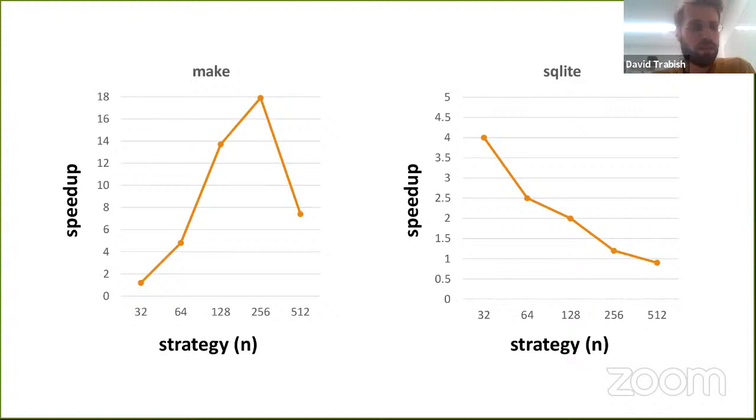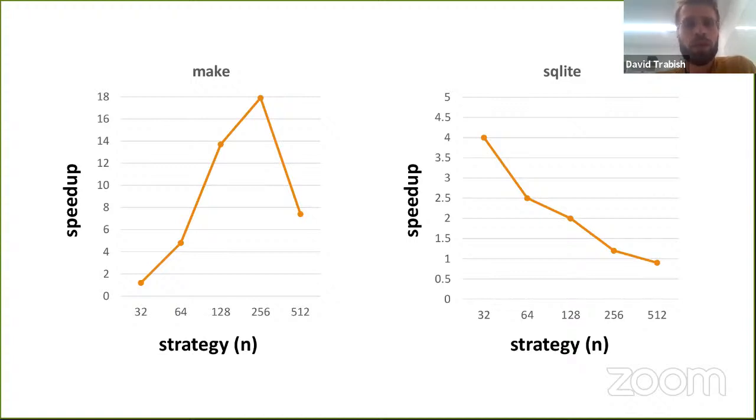On the other hand, in make, when we used the smallest value for n, the performance was worse than when we increased the value of n till some point. We got more speed up, but when we first increased the value of n, then the performance actually got worse.